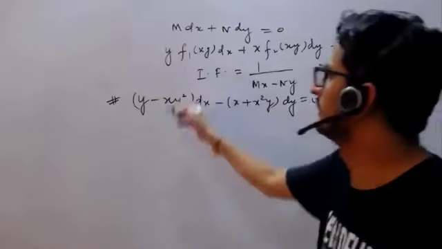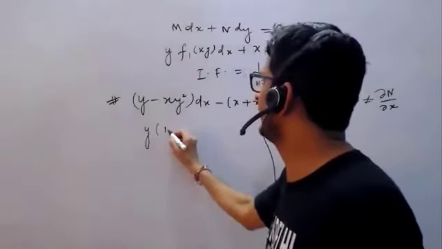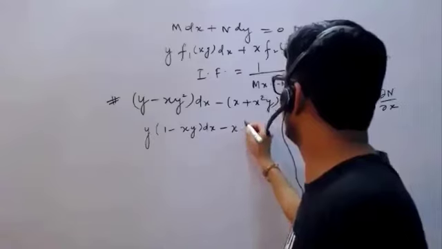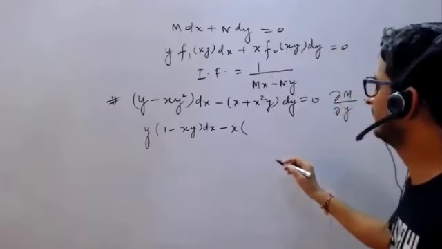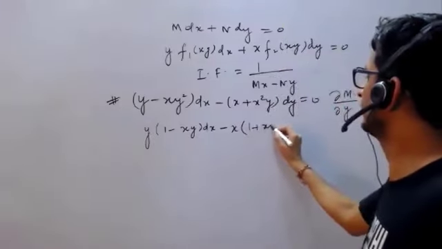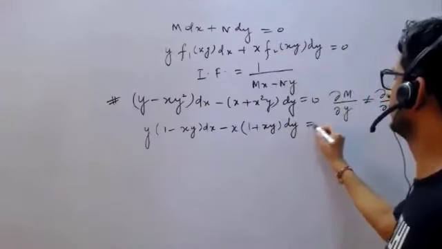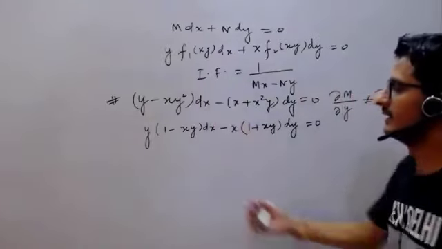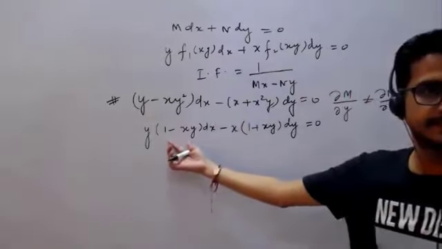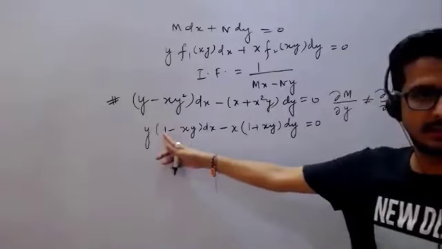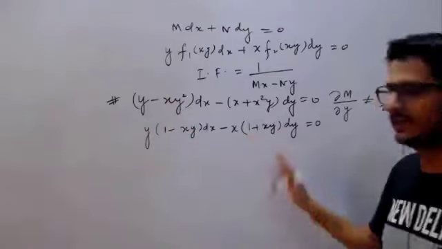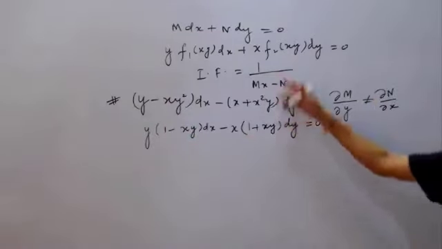And see one more thing. If I take y common, I will have (1 minus xy) dx minus, if I take x common, then I will have (1 plus xy) dy. This is also correct. So it is fitting in this form. This is a function of xy. This is allowed, x to the power 0, y to the power 0. But see, this is xy. Here the same thing is working.